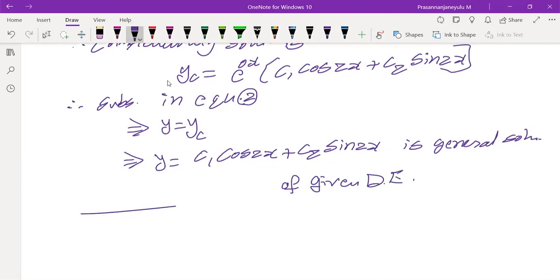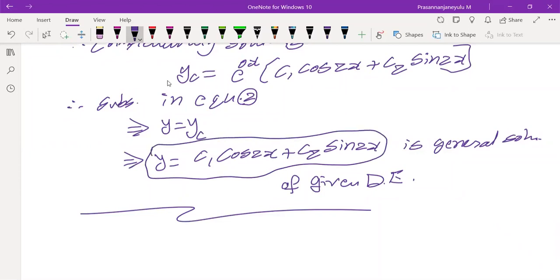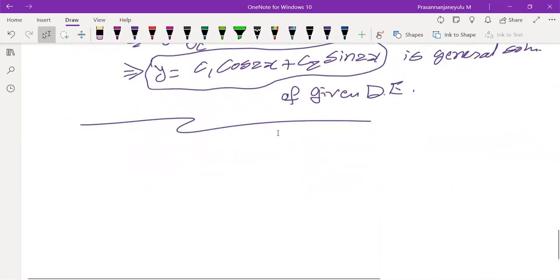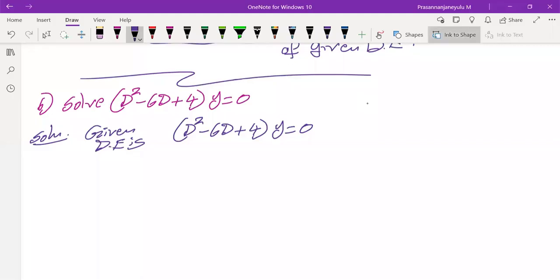So we did two problems with complex roots, two problems with non-repeated real roots, and one problem with repeated real roots. In the same manner, if any of you have any doubts, you can ask. Taking it as the given differential equation, equation number 1, what is this? It is in the form of f of D of y equals 0, which is nothing but a homogeneous linear DE.